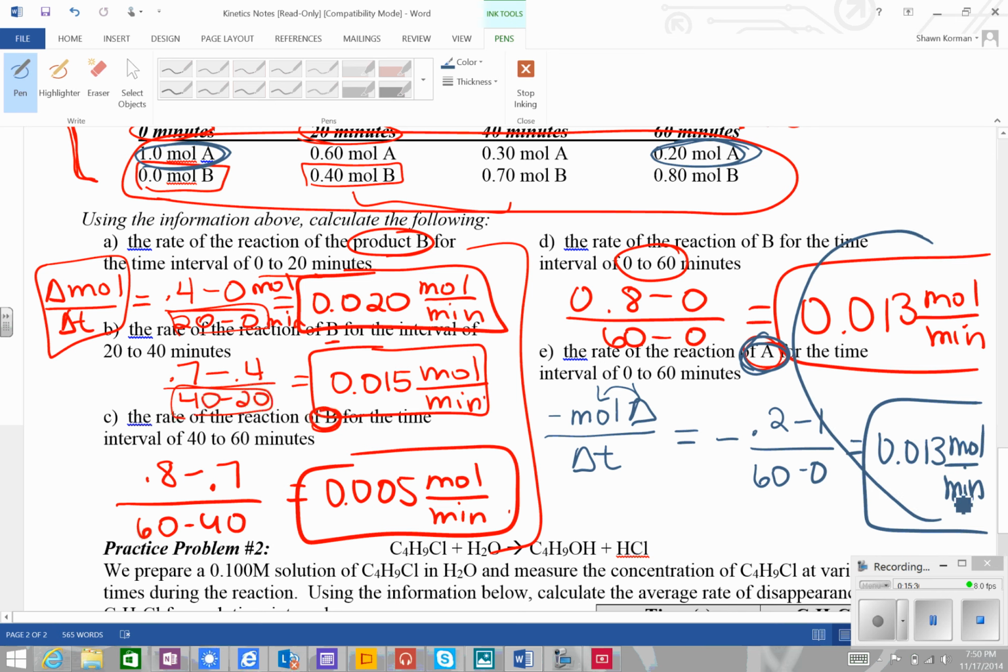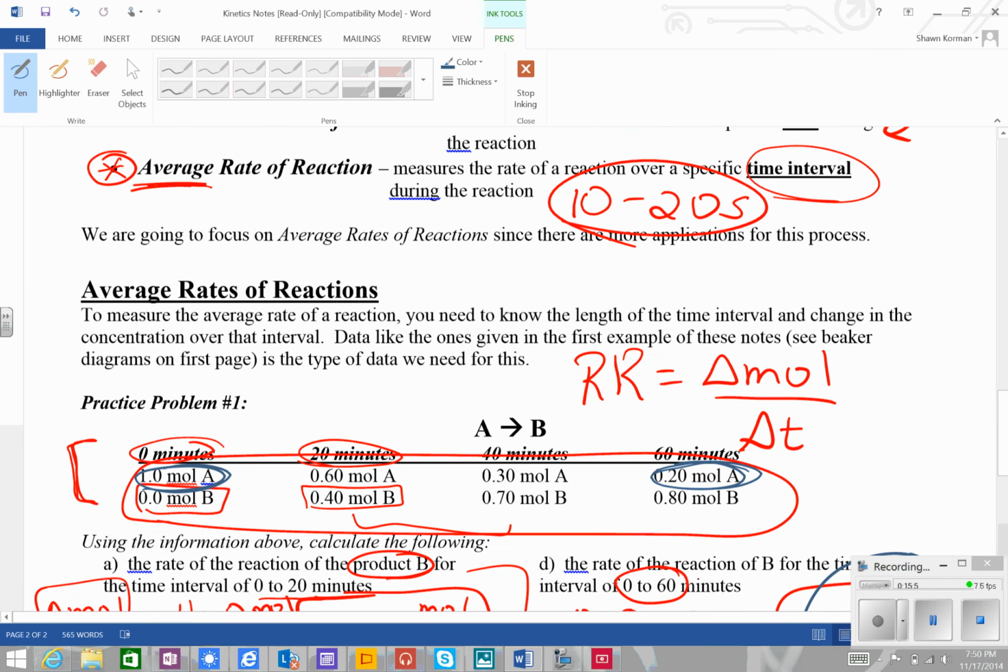Now, if you notice, these two are the same. The reason for that, and it doesn't always work out that way, but it's saying that the rate of disappearance of A was 0.013 moles for every minute, and the rate of appearance of B was 0.013 moles in every minute. And the reason for that is that the ratio between your A and your B in this example was 1 to 1. If the ratio wasn't 1 to 1, that would not work out that way. Okay, so definitely be careful of that.